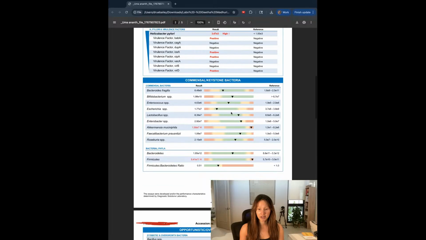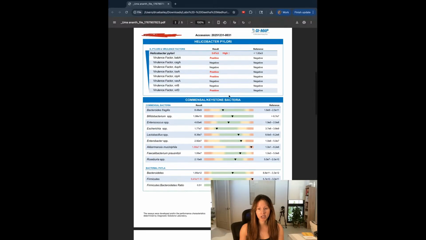But the biggest red flag that we're seeing is this H. pylori with these virulence factors. This is going to be the priority number one.